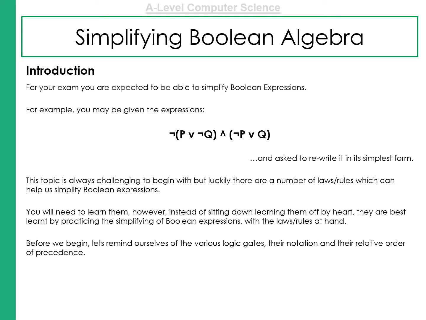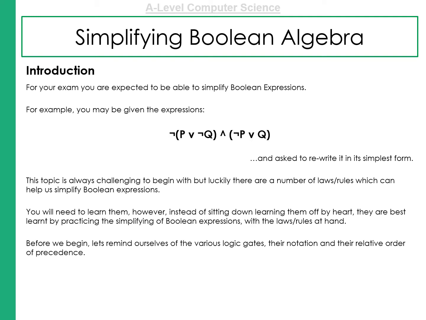In your exam, you're actually expected to be able to simplify Boolean expressions. You might be given an expression like this: not P or not Q, and not P or Q. You could also be asked to write it in the simplest form. It's always quite challenging to begin with this topic, but there are a number of rules and laws which can help us to simplify Boolean expressions. You're going to need to learn these. However, they're best known by practicing.